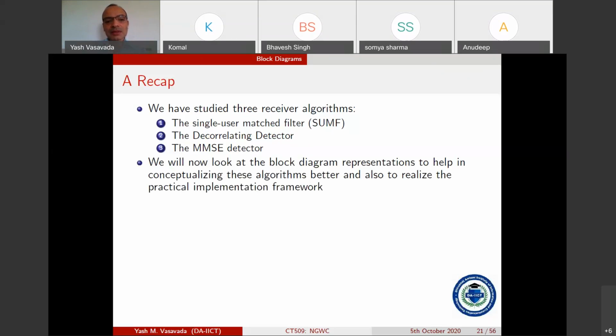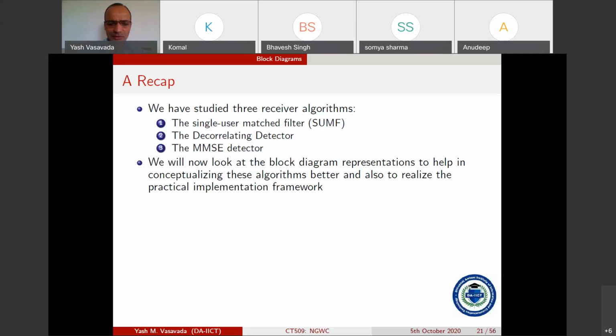So as I was saying at the beginning, let us look at the block diagram representations so that we can put these different algorithms in a proper context. And also, if some of you are thinking about, let us say, doing some FPGA implementation of MIMO techniques, then these diagrams give you a very high-level picture of what the implementation schemes would look like.